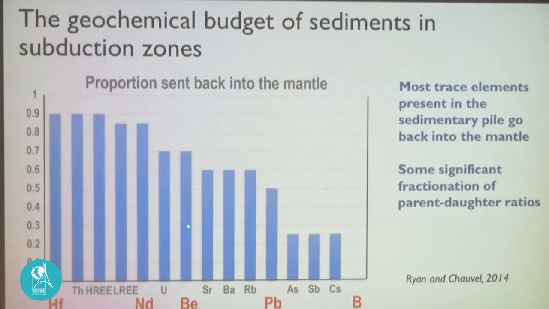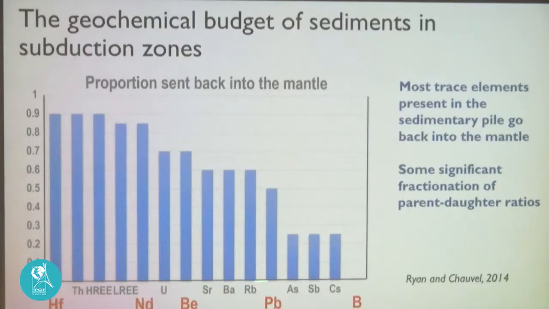We could also make a budget, more generally, of how much of each element is sent back into the mantle and doesn't go into the arc. And we see here estimates I've done with my colleague Jeff Ryan. And we see that for some elements, everything that enters the subduction zone as sediment is basically sent back into the mantle. These are all the immobile elements: hafnium, thorium, the heavy rares. 90% of the element is sent back in the mantle.